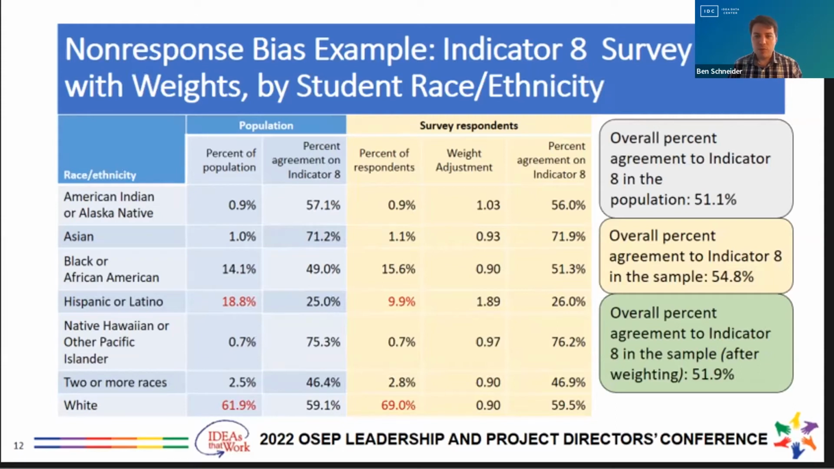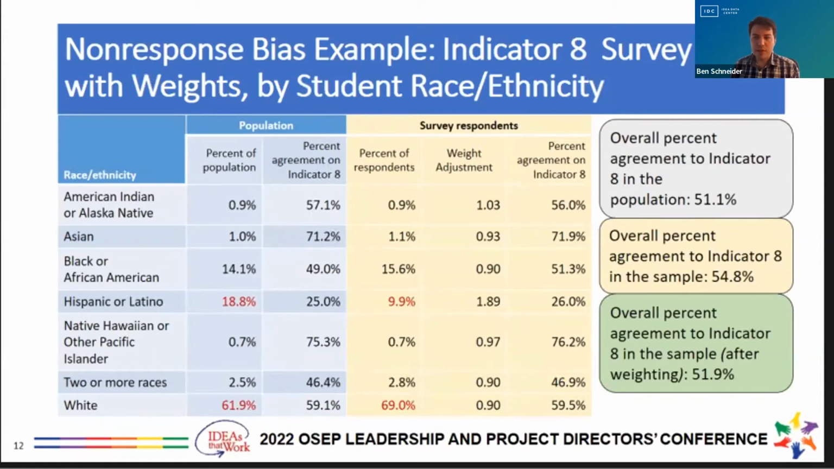In this example, we'd assign a weight equal to the group's percent of the population divided by the group's percent of respondents. The Hispanic or Latino group gets a weight of 1.89, which we can see in the column of this table titled weight adjustment. This weight is calculated by taking the population percent, 18.8%, which is 1.89 times the size of its sample percent, so dividing the population percent by the sample percent.